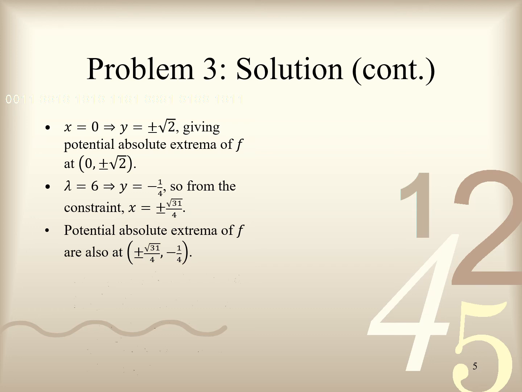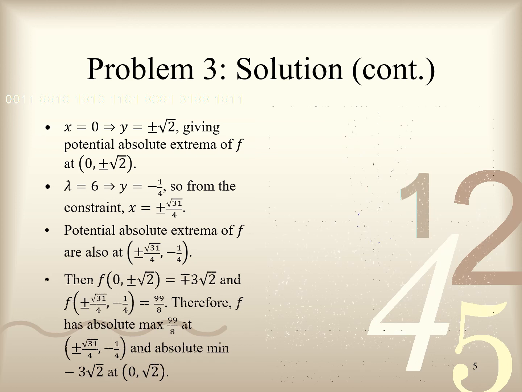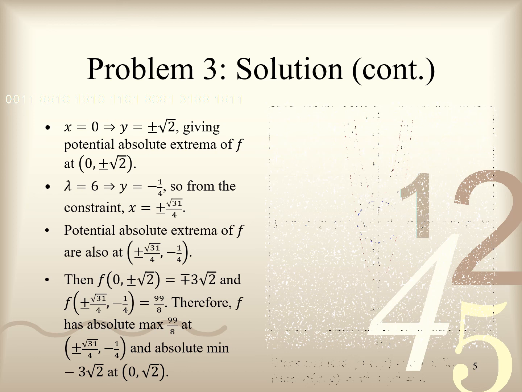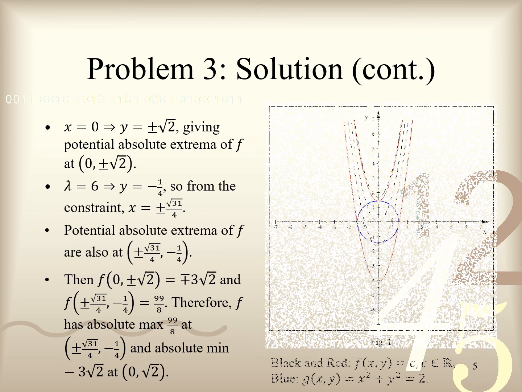Evaluating f at these points, we find that f(0, plus or minus the square root of 2) equals minus or plus 3 times the square root of 2. Also, f(plus or minus the square root of 31 all over 4, negative 1/4) equals 99/8. Consequently, f has an absolute maximum of 99/8, at the points plus or minus the square root of 31 all over 4, -1/4, and an absolute minimum of -3 times the square root of 2 at the point 0, square root of 2. Observe the sketch in figure 1.